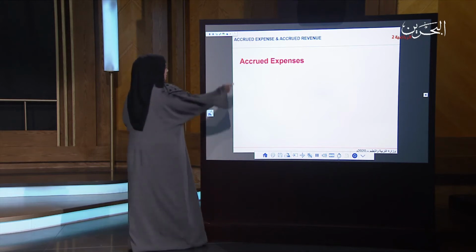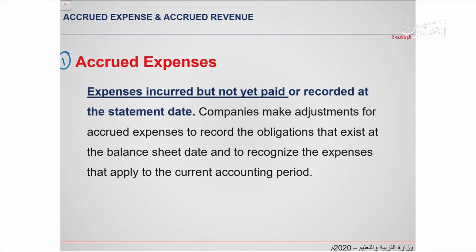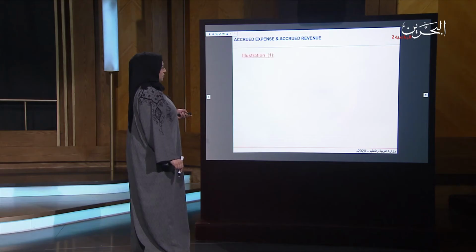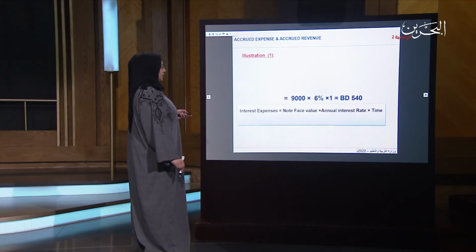Number one, first of all, accrued expense. What do you mean by accrued expense? It is an expense incurred but not paid or recorded at the statement date. Let's see the first example.